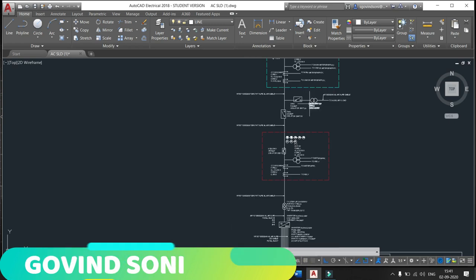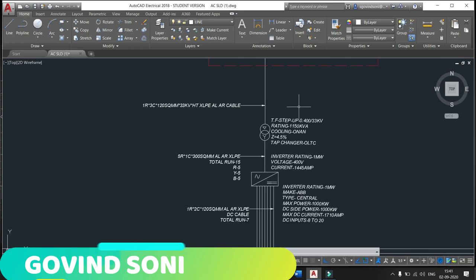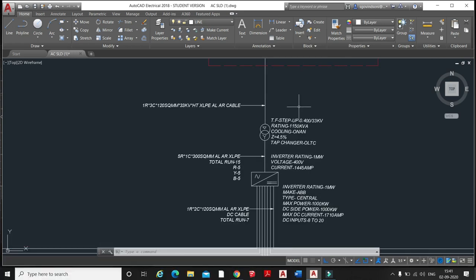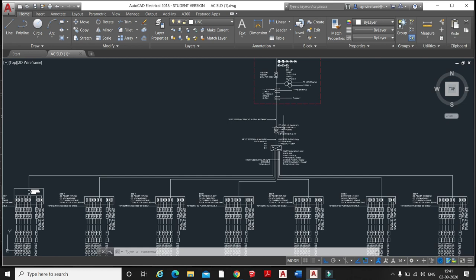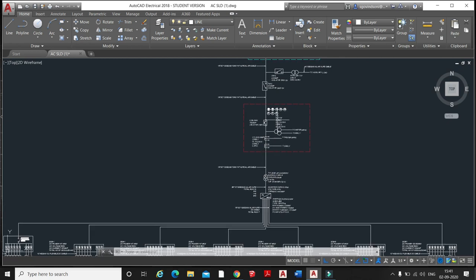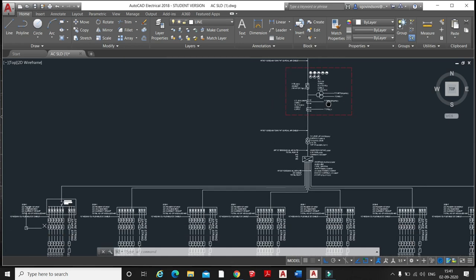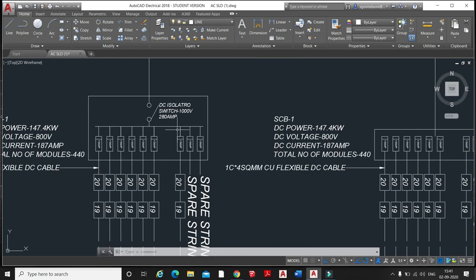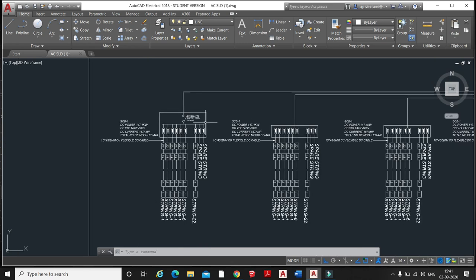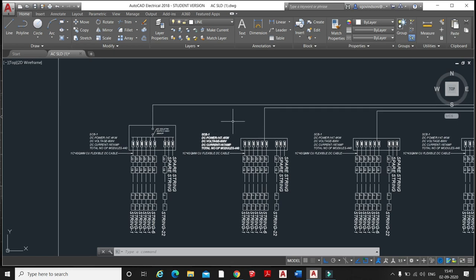So today we will discuss how we designed the ground-mounted SLT for 1 megawatt solar power projects. Now you can see here this is the already designed 1 megawatt solar power plant SLT. I will explain what is the concept behind and what is the calculation behind the 1 megawatt solar power plant SLT. So we will start.